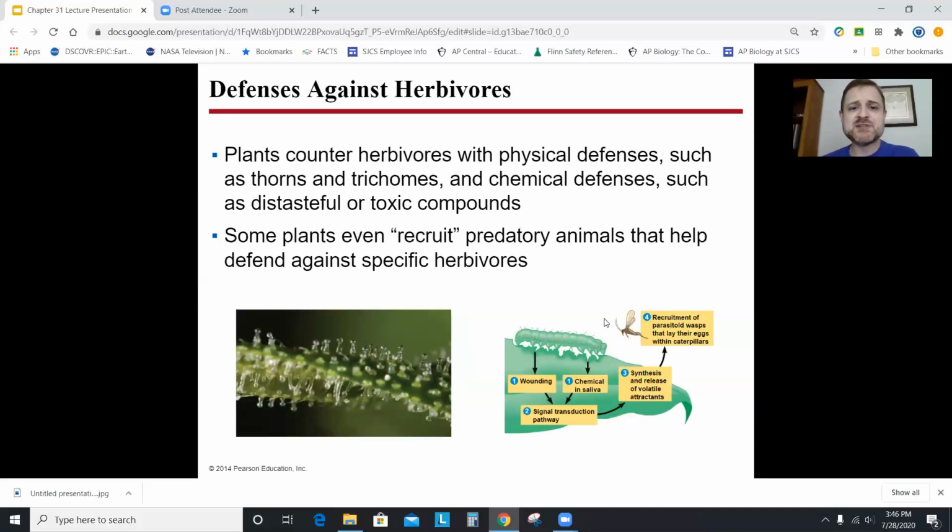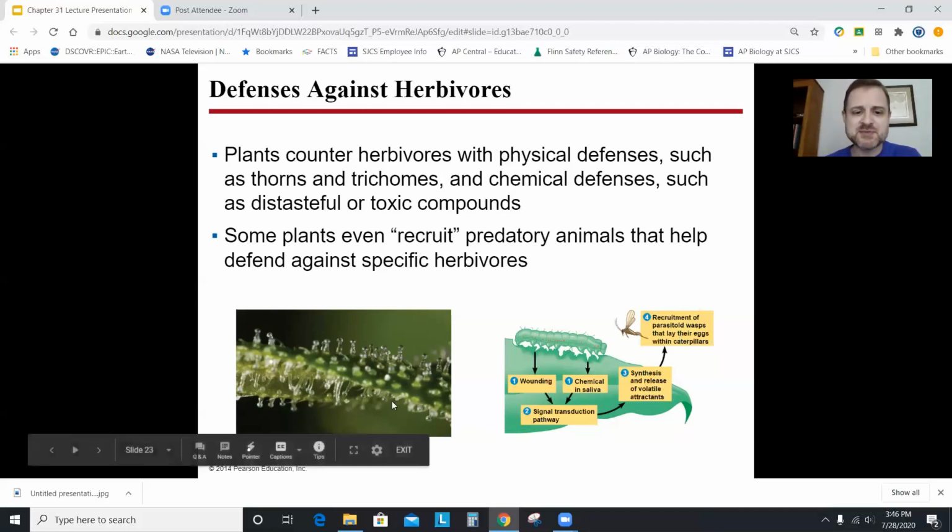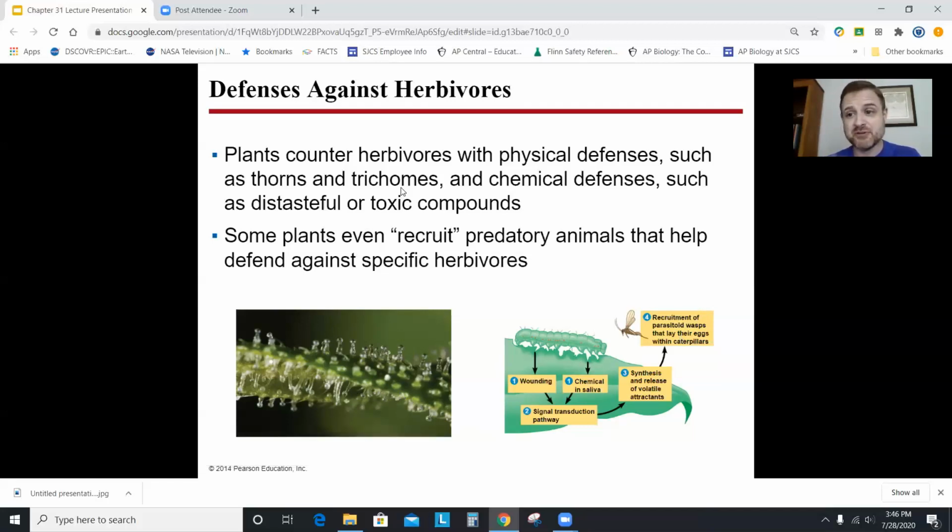So defense against herbivores. So plants obviously, they can't run away from the insect. So they have physical defenses. They might have thorns, trichomes. These little small hair-like appendages. Trichomes, insects really do not like trichomes, little sort of hairy appendages. Some give off chemical defenses that are distasteful or toxic to ward away predators.